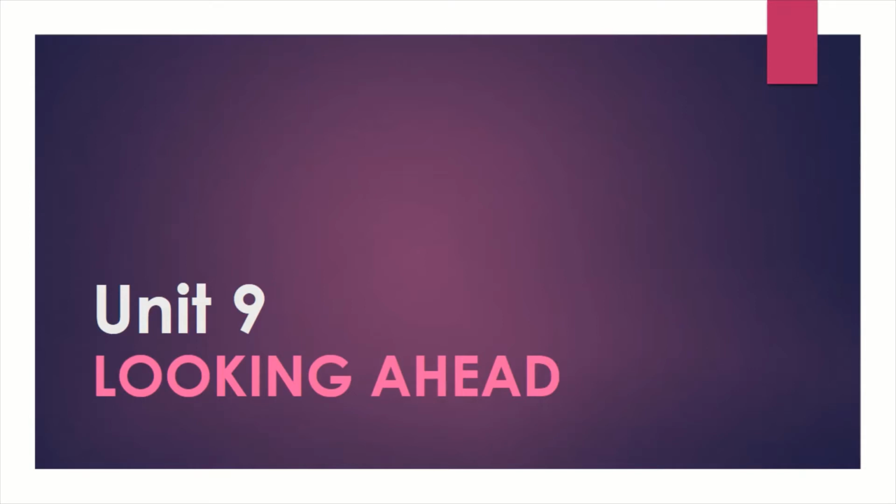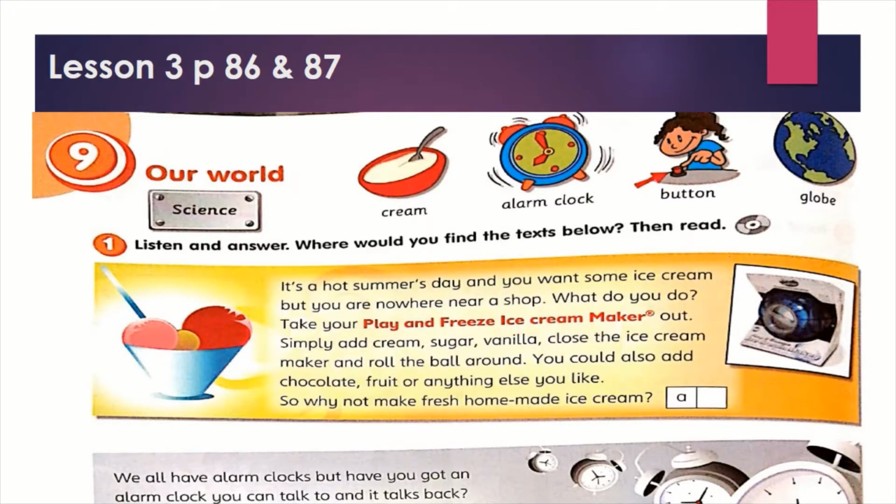So we will carry on with Unit 9, Looking Ahead. Lesson 3, pages 86 and 87. On top of the page, as usual, we have some vocabulary. Let's read them. First one, cream. I'm sure you all know what a cream is.